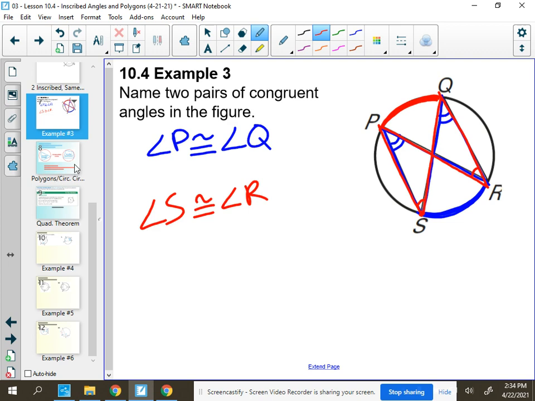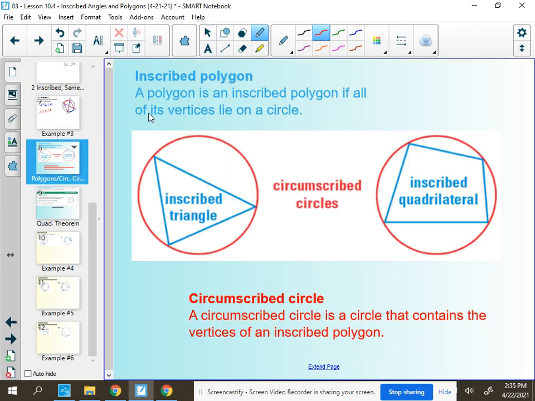That was kind of the first half of the lesson, inscribed angles. The second half focuses on what we're calling inscribed polygons. Kind of simple in that it's a polygon with its vertices on the circle. Here you can see we've got a triangle. There's the vertex, vertex, vertex, they're all on the circle.